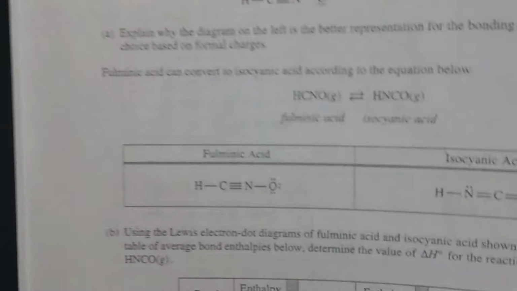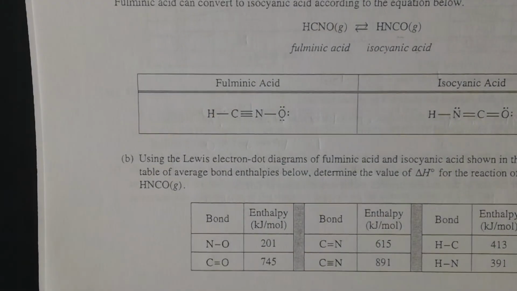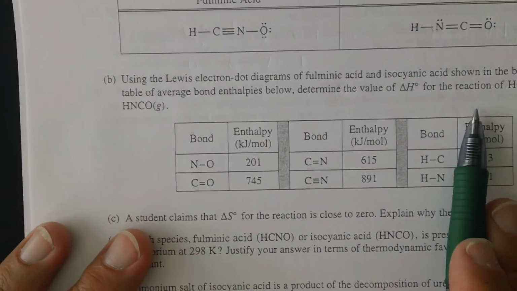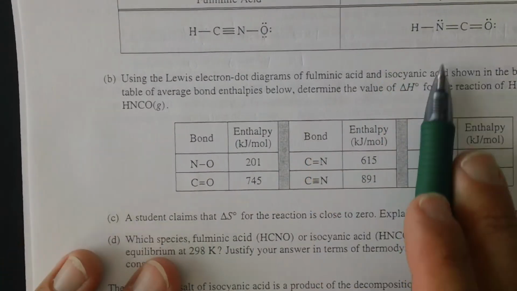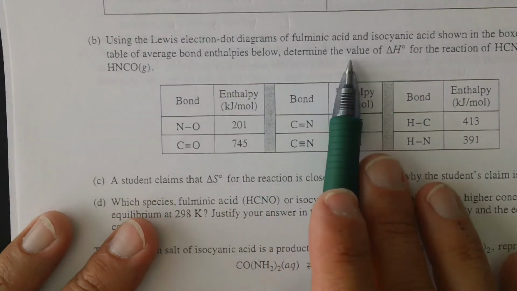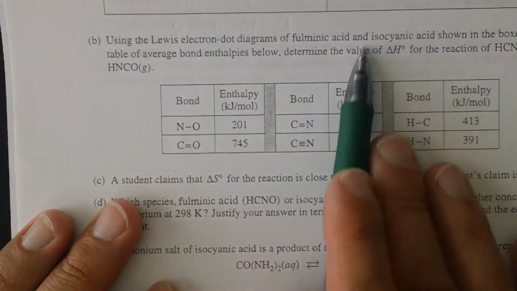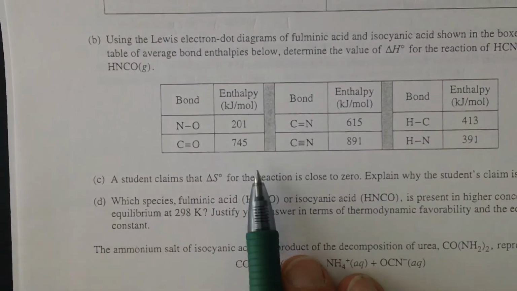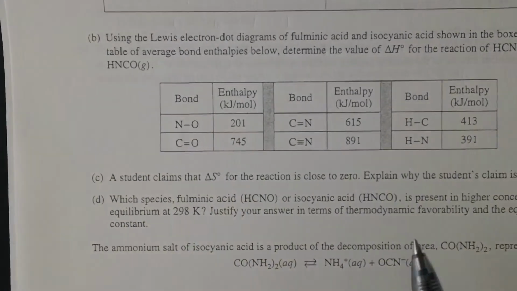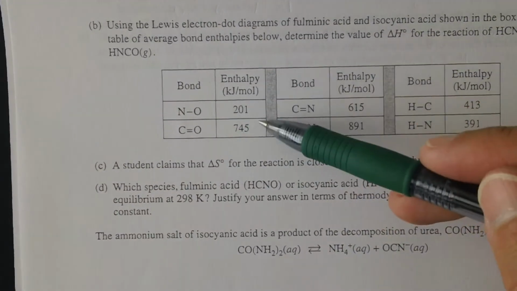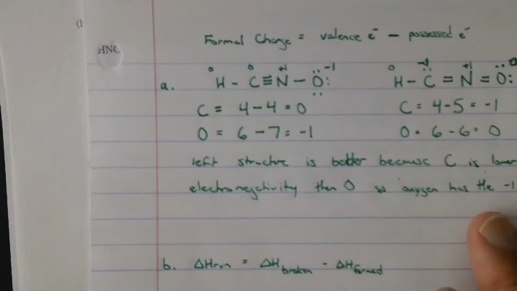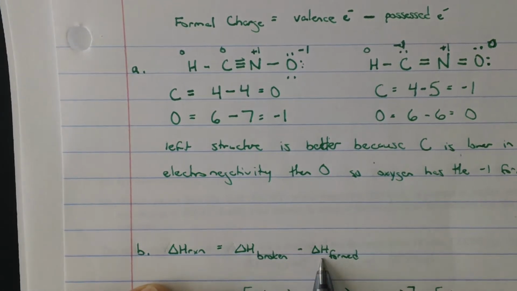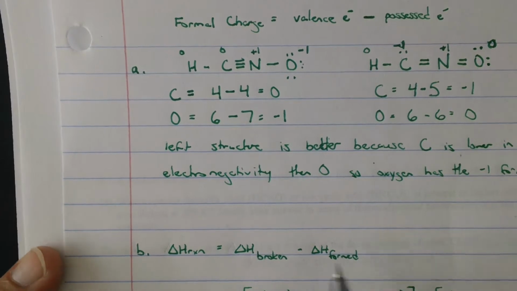Part B says we can convert one to the other. In this reaction, it gives us the structures of both of those. This is a different structure than the one up top, and it asks us, using the Lewis electron dot diagrams of these, determine the delta H value for that HCNO forming HNCO. I wish they didn't make them so close to each other, those structures, but they did. And so here's B. They give us bonds, and so they're bond enthalpies. This is the one place when we talk about Hess's law where we have reactants minus products, or bonds broken minus bonds formed. So I'm going to cheat here.